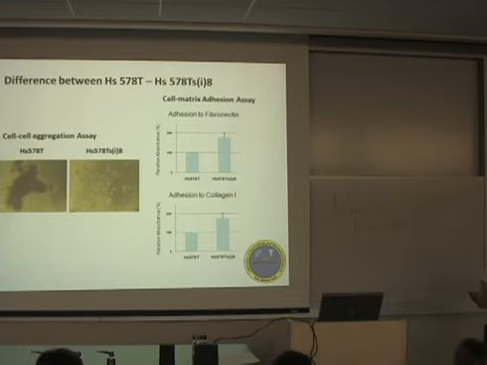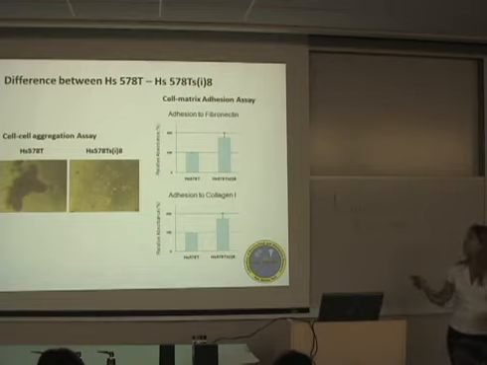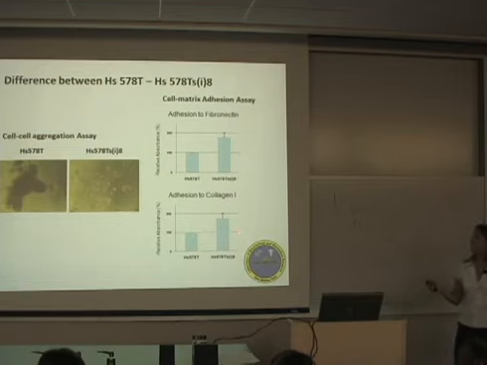Our second assay was the cell-matrix adhesion assay. This assay was to mimic the adhesion of these cells to the extracellular matrix, in this case, fibronectin and collagen 1. And we can observe by looking at these graphs that the invasive subline adheres 2 times better than the parental cells.